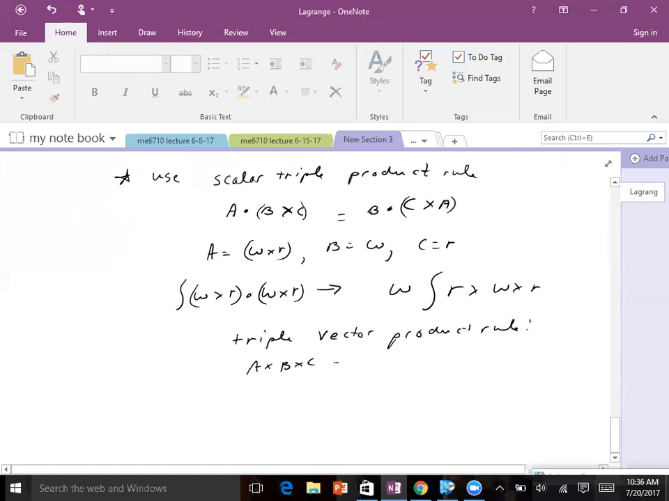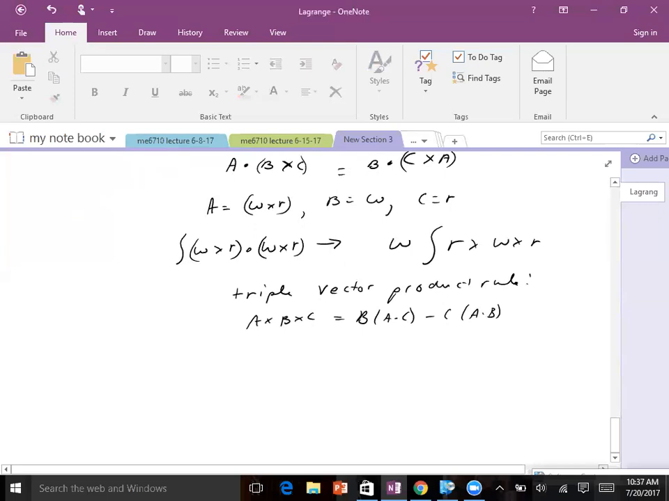Which is the BAC minus CAB. So A cross B cross C equals B times A dot C minus C times A dot B. And when we do this, there's a 1/2 here. I just added a 1/2. So we get 1/2 omega integral r cross omega cross r gives us 1/2 omega integral omega times r dot r minus r times r dot omega.